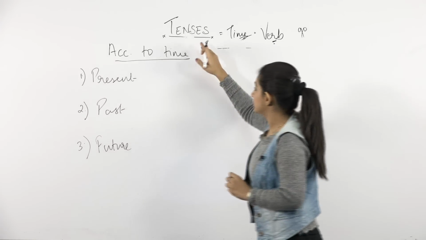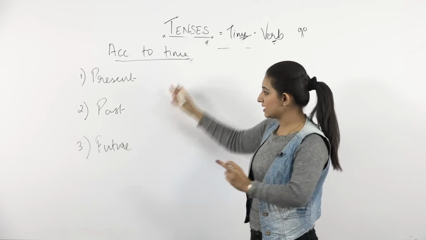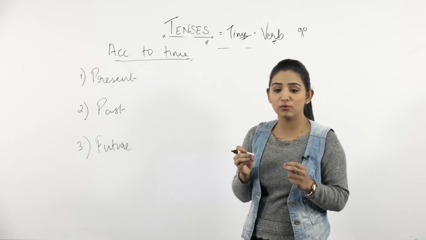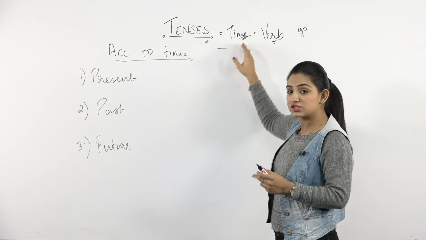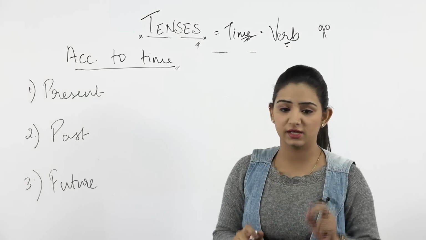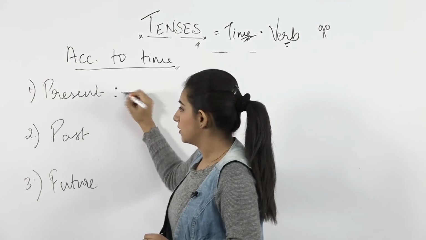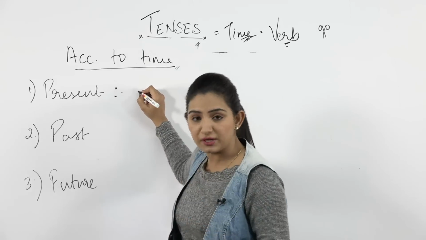If we say that tense is the time of the verb, according to time we can divide it in three parts. तो क्या बोला हमने? अगर हम बोलते हैं कि टेंस को टाइम है और टाइम किस चीज़ का है? वर्ब का है. तो टाइम के अकॉर्डिंग हम तीन पार्ट्स में टेंस को डिफाइन कर सकते हैं. First is present tense. What is present? Whatever is happening in the present.